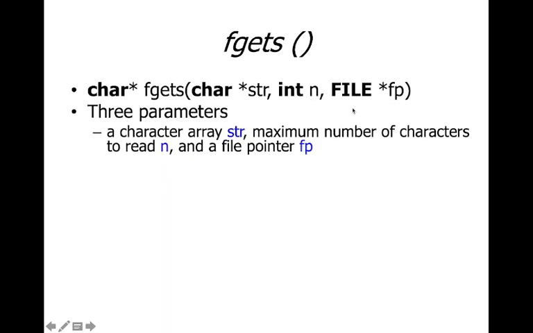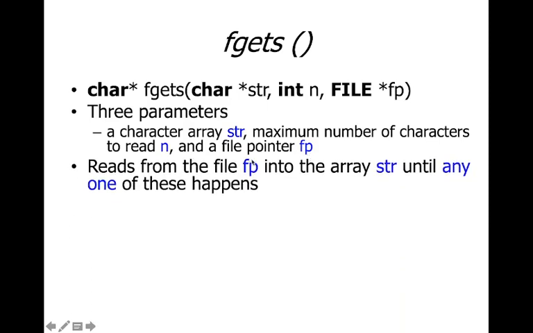It has three parameters: a character array str, and the maximum number of characters to be read, represented by n. In the file there will be several characters, so how many characters we want to read, we mention with n. Then we mention the file pointer, which file we have to read from. So it reads from the file pointer fp into the array, and it will be stored in str until any one of these things happens.